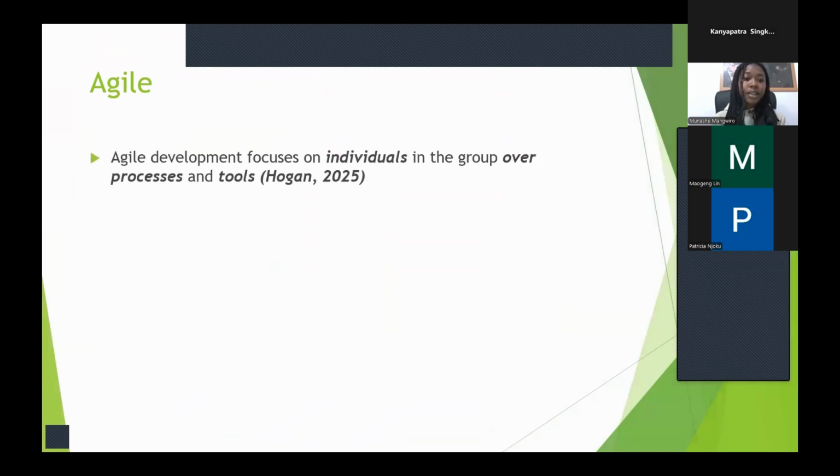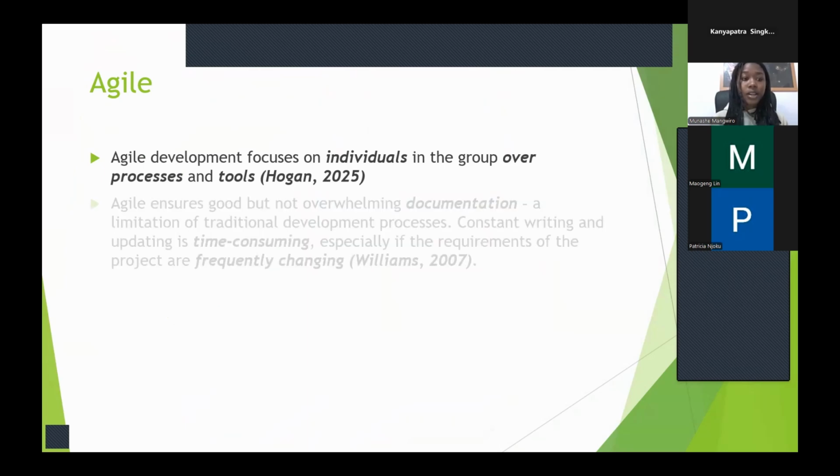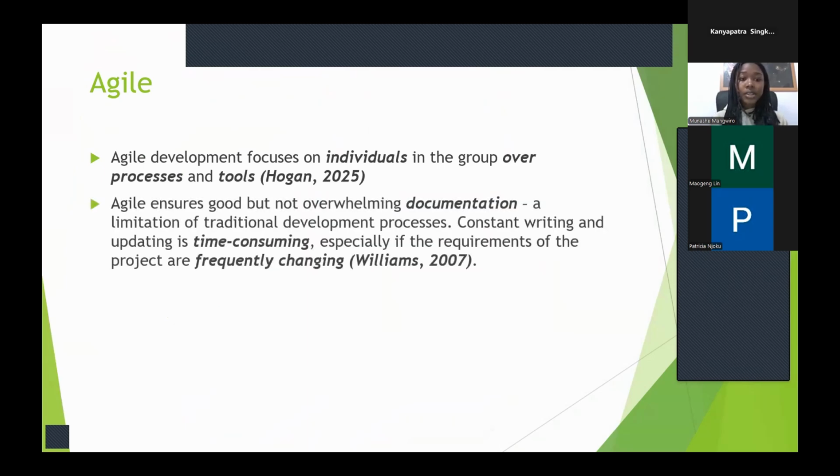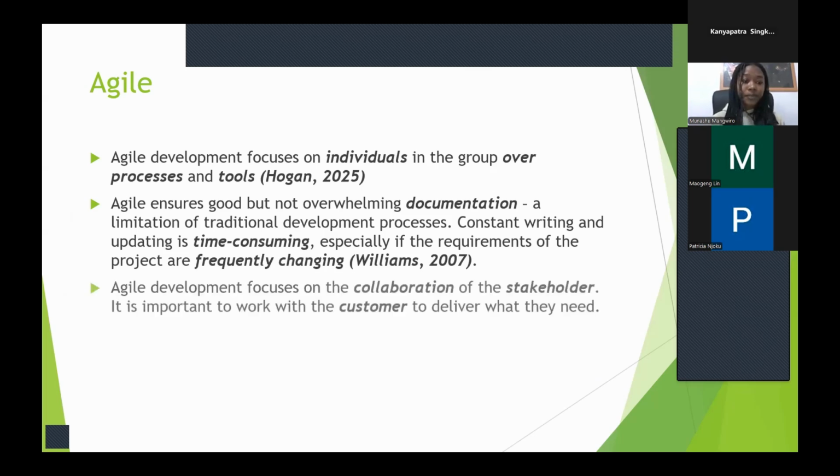Agile development focuses on individuals in the group over processes and tools. Agile ensures good but not overwhelming documentation, a limitation of traditional development processes. Constant writing and updating is time-consuming, especially if the requirements of the project are frequently changing.